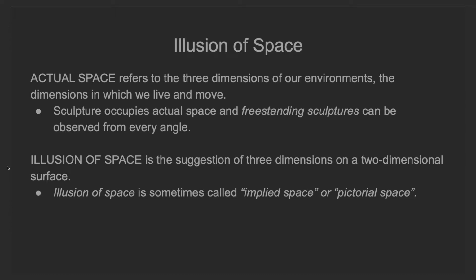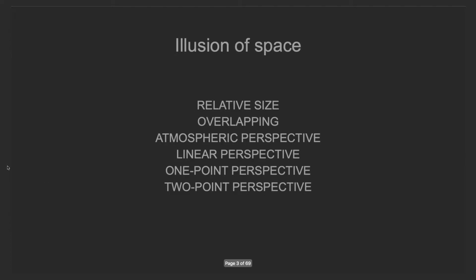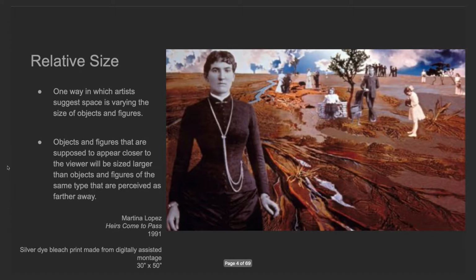The illusion of space is typically achieved or worked for in two-dimensional artwork. That includes painting, printmaking, drawing, and it is implied space. It is not real. So to create the illusion of space, we have relative size: objects that we're familiar with and how large they are in comparison to other objects that we're familiar with.